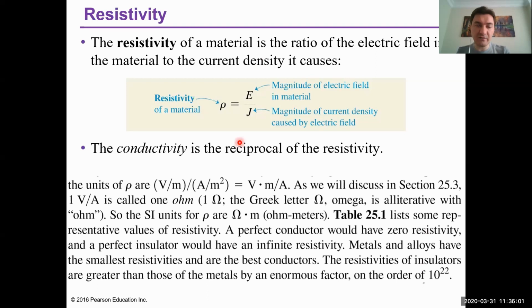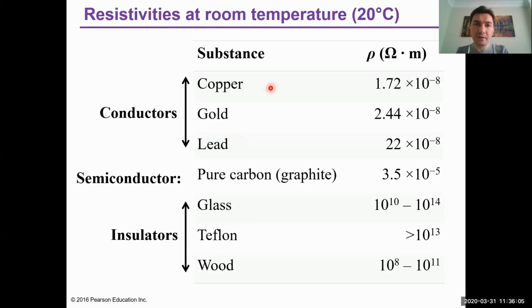So here I will show you. Now here we have a list of resistivities at room temperature for some materials. Here we have copper, gold, lead, pure carbon, graphite, glass, Teflon, and wood. This copper, gold, lead, iron, okay, these are conductors.